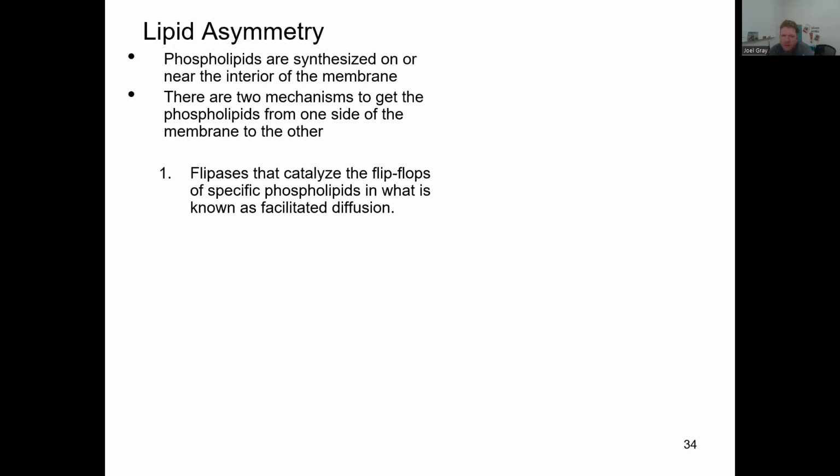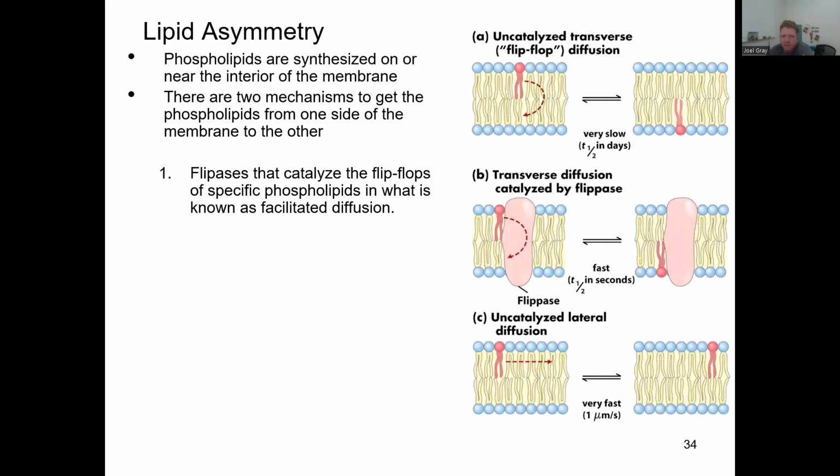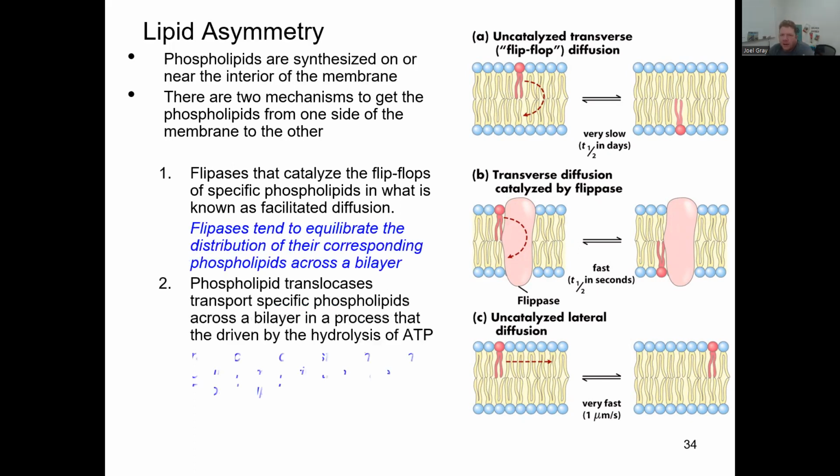Flipases are a class of enzymes that catalyze the flip-flops of specific phospholipids in what is known as facilitated diffusion. Now, if we look at these models over here, uncatalyzed transverse flip-flop diffusion, the movement of a phospholipid from one side to the other side, is going to take about a couple of days. Whereas we can use an enzyme that moves this from the inside to the outside of the cell, and that's going to happen very quickly, in a matter of seconds.